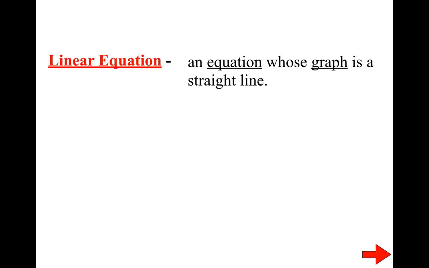So now let's talk about a linear equation. Basically, a linear equation is an equation whose graph is a straight line when you look at a graph. Okay, how can you tell from the table? You can tell off a table if all the ratios are equivalent.